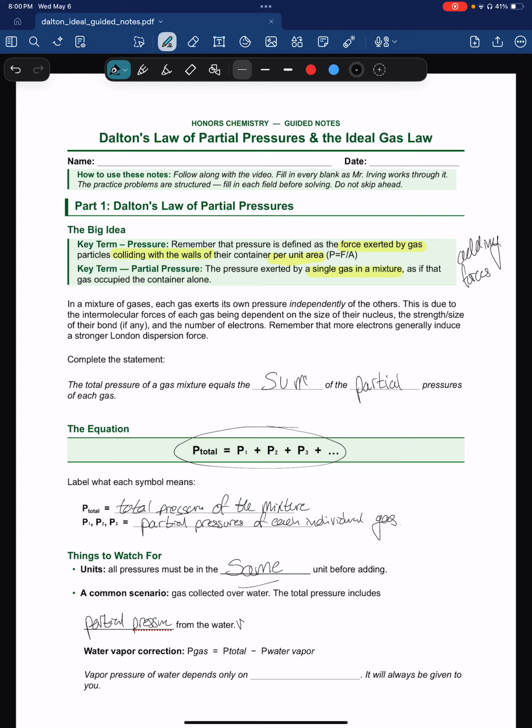Explicitly, it's going to be the water vapor. And so the way that we have to correct for that is to get the pressure of just the gas, we have to take the total pressure and subtract the pressure of water vapor. So you subtract the water vapor pressure to isolate the gas that you care about. And so in this case, the vapor pressure of water depends only on temperature.